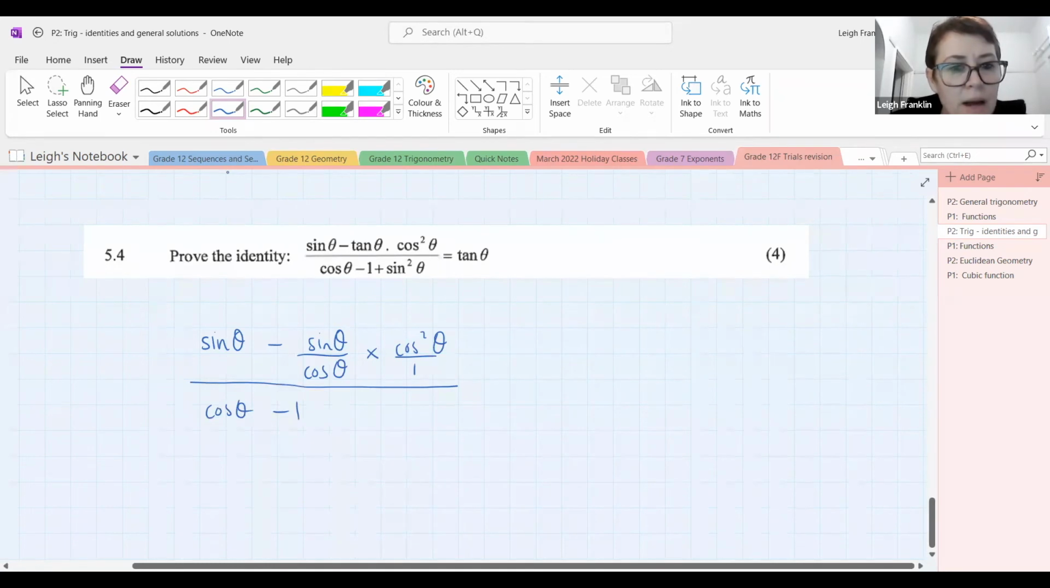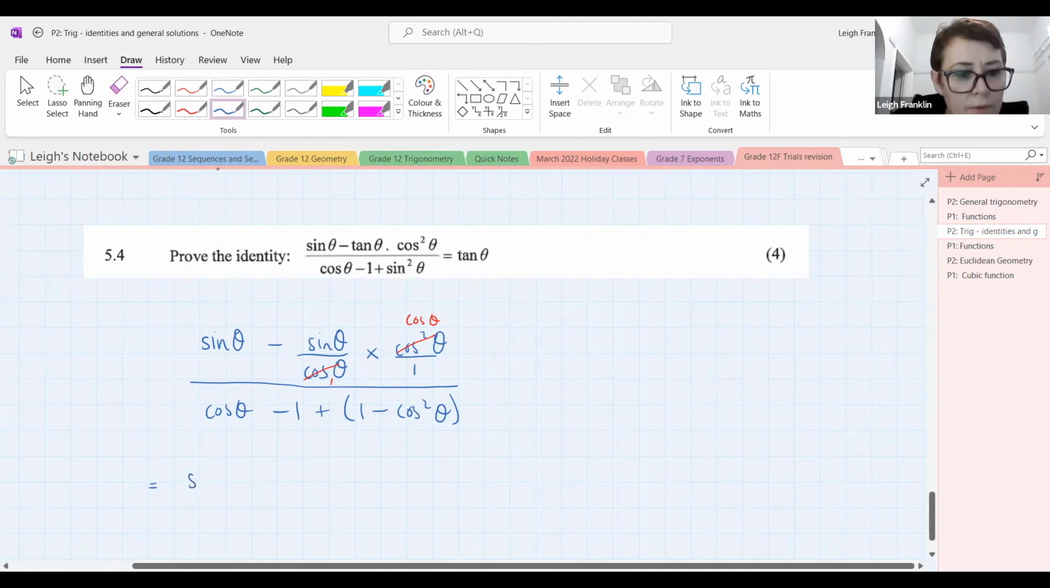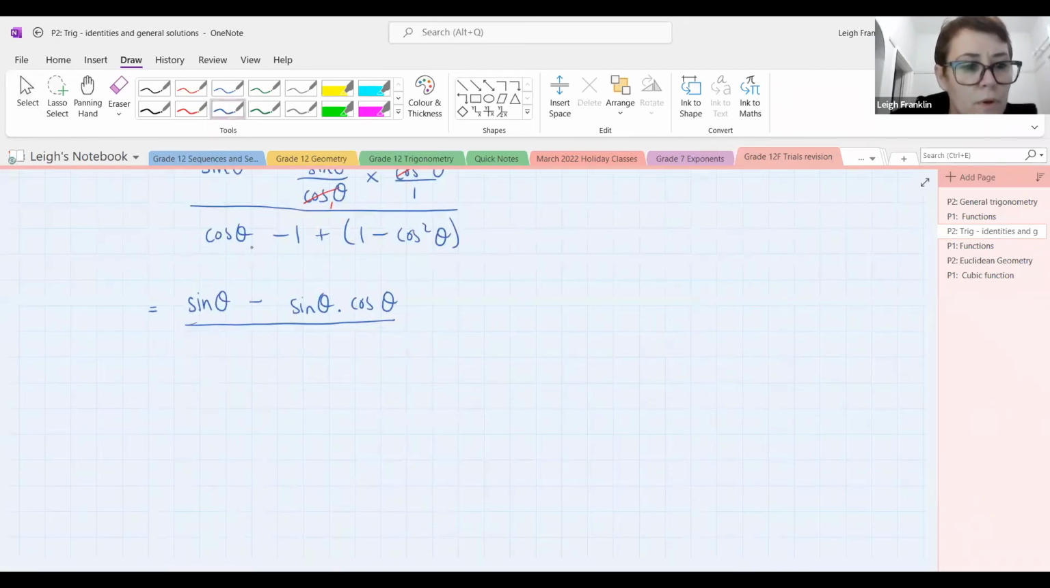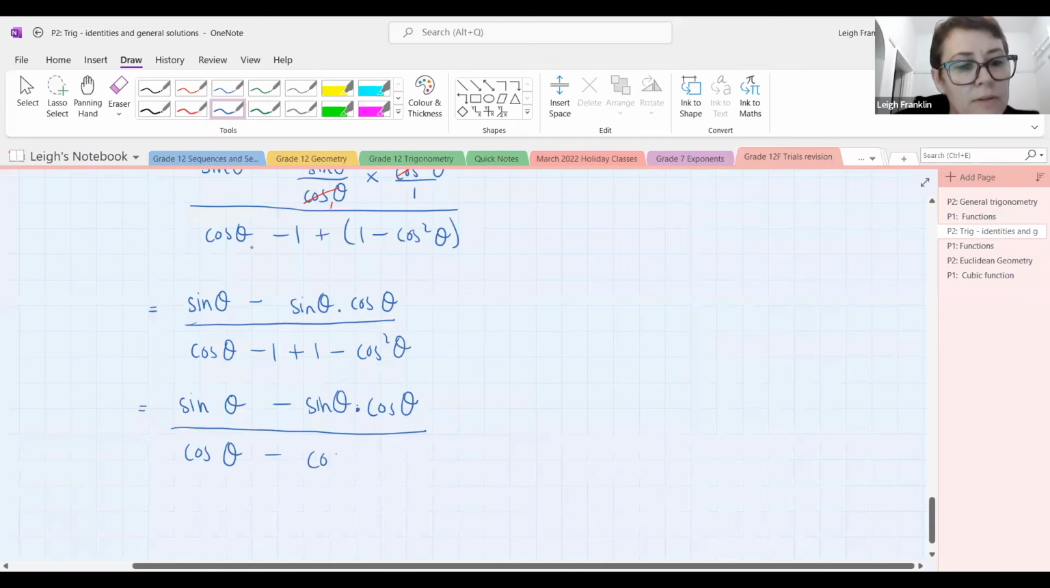And now we're going to say cos theta minus 1 plus, and then here we're going to say 1 minus cos squared theta. As we had said previously, cos theta will go into itself once and into cos squared theta, cos theta number of times. That means in our next line in the numerator, we're going to end up with sine theta minus sine theta times cos theta, all over cos theta minus 1 plus 1 minus cos squared theta. You see, both work. So we can see we're back in the same place, where we've got sine theta minus sine theta times cos theta, and at the bottom, our cos theta minus cos squared theta.